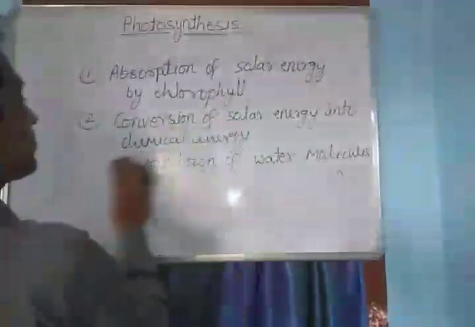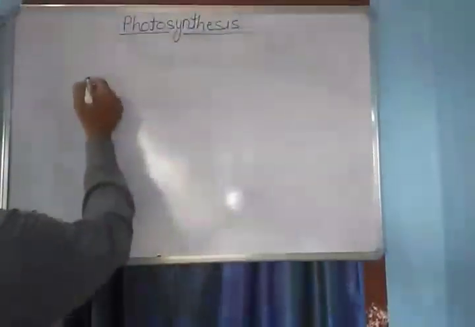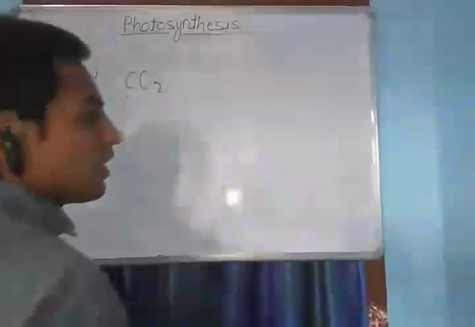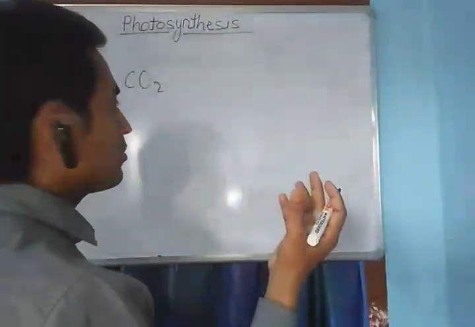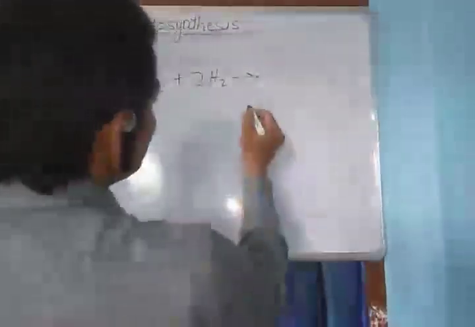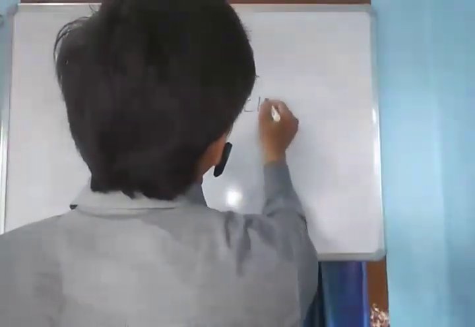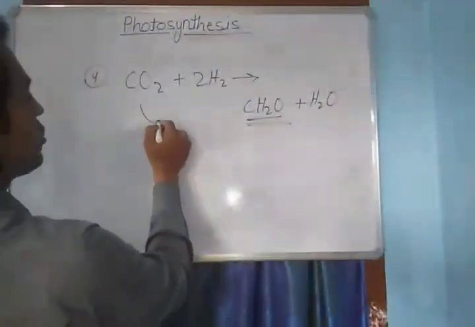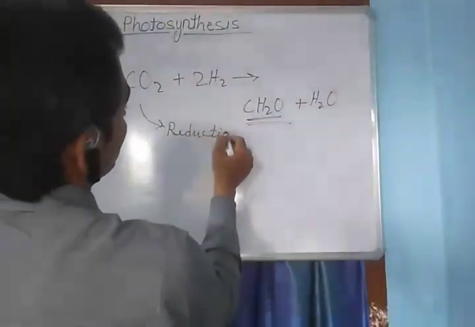The fourth event of this process is the conversion of carbon dioxide into glucose. Carbon dioxide, with the hydrogen which is formed by the breakdown of water, forms carbohydrate. This is the formula of carbohydrate plus H2O. This carbohydrate is formed by the reduction of carbon dioxide.